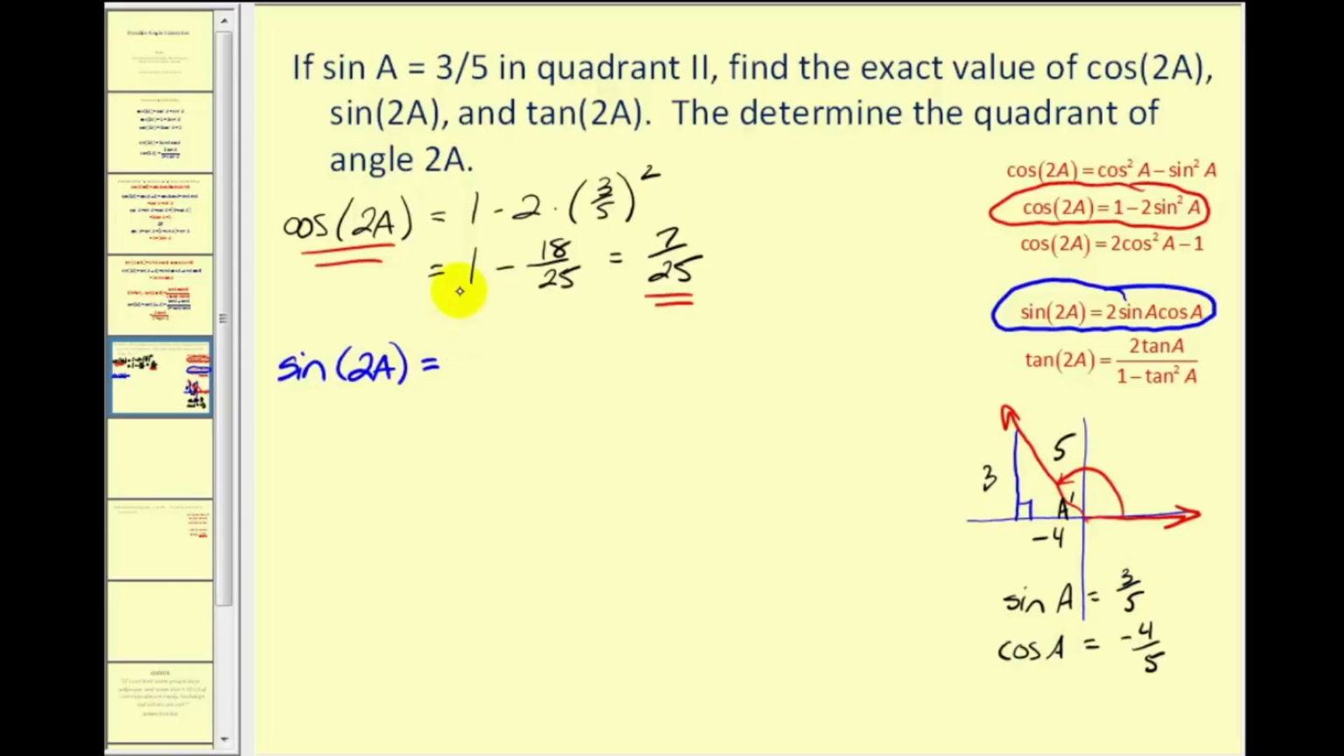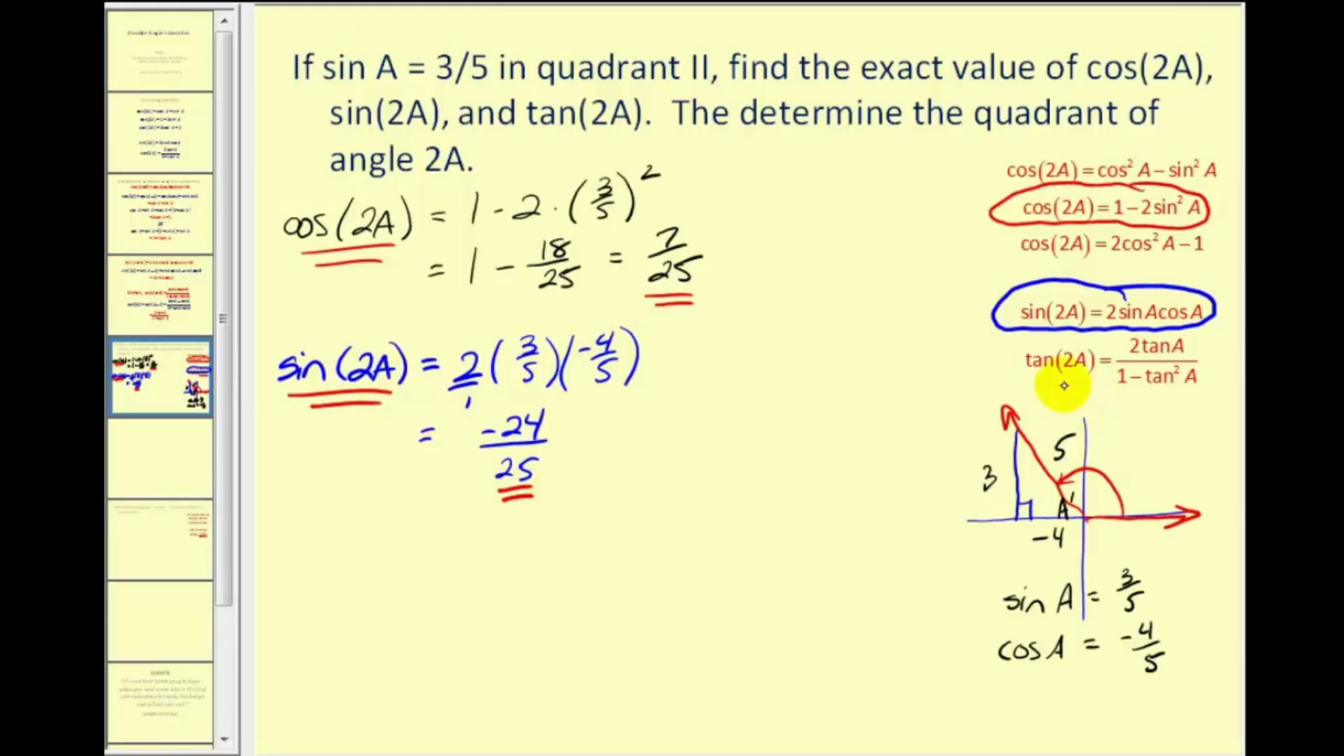So going back to sine of 2a, we'll have 2 times sine a, which is 3/5, times cosine a, which is -4/5. So we can put this over 1. Our denominator is 25. 2 times 3 times -4 will be -24. So the sine of 2a is equal to -24/25.